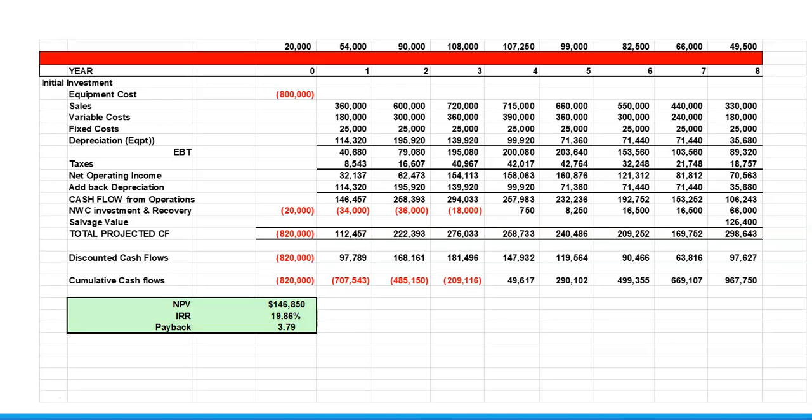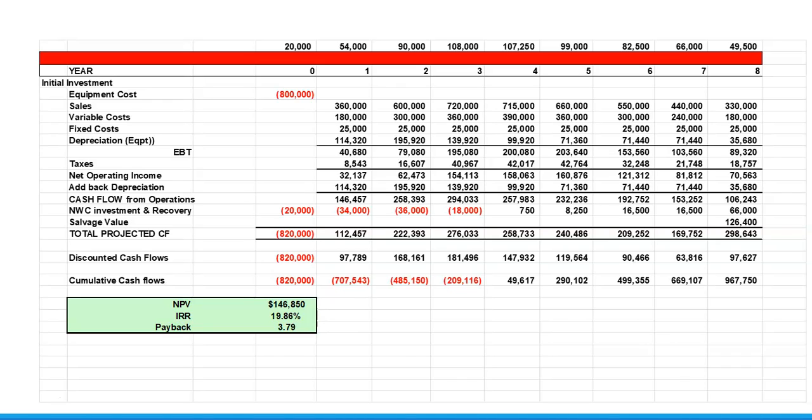That is generally as a percentage of change in sales. At the end of the project, we believe that we can sell this piece of equipment for $126,400. So that is a cash flow during year 8. This gives us our total projected cash flows for our initial investment and all 8 years of the project.